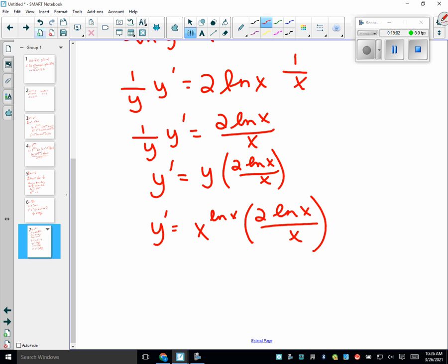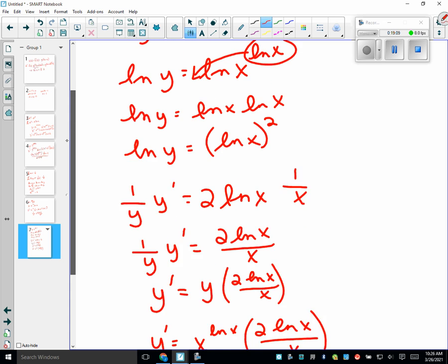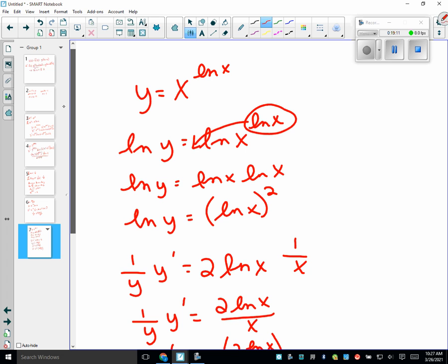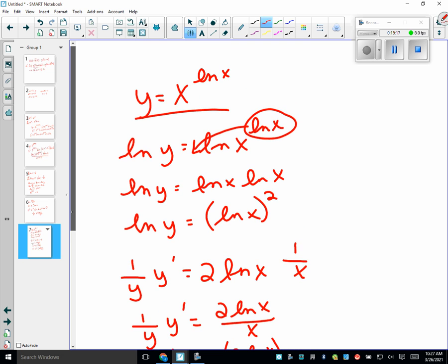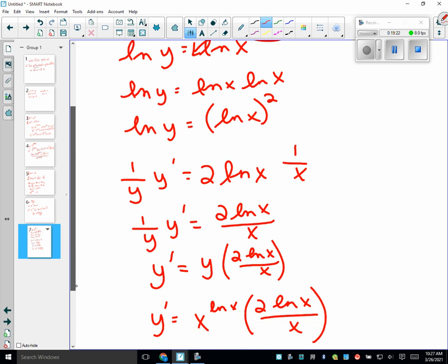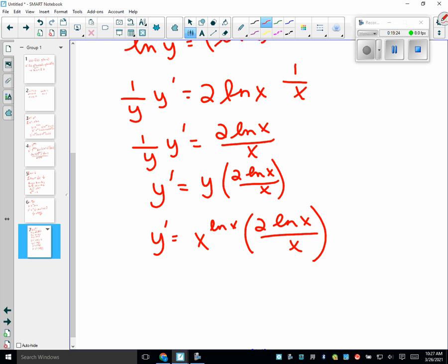So y prime equals x to the ln of x times 2 ln of x over x. Wait, wasn't it ln of x, ln of x? That was x to the ln of x, right there. That's not y equals. So here's my answer.